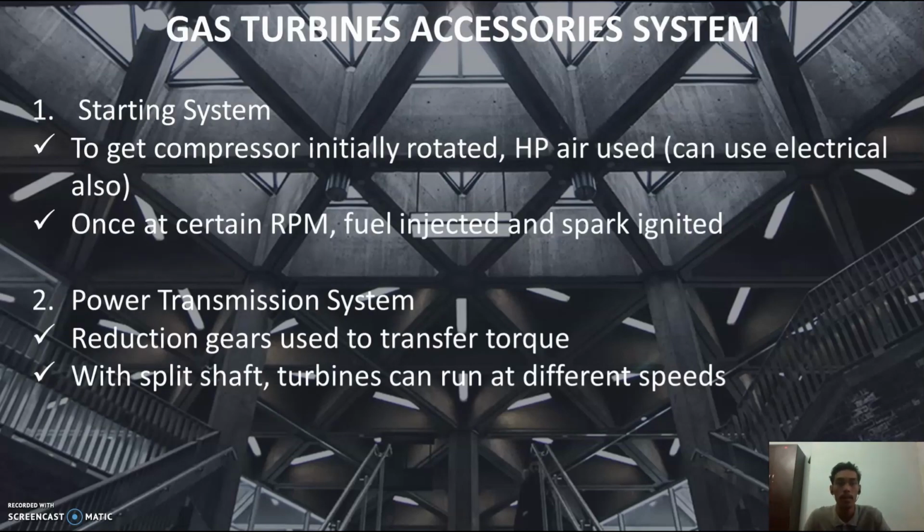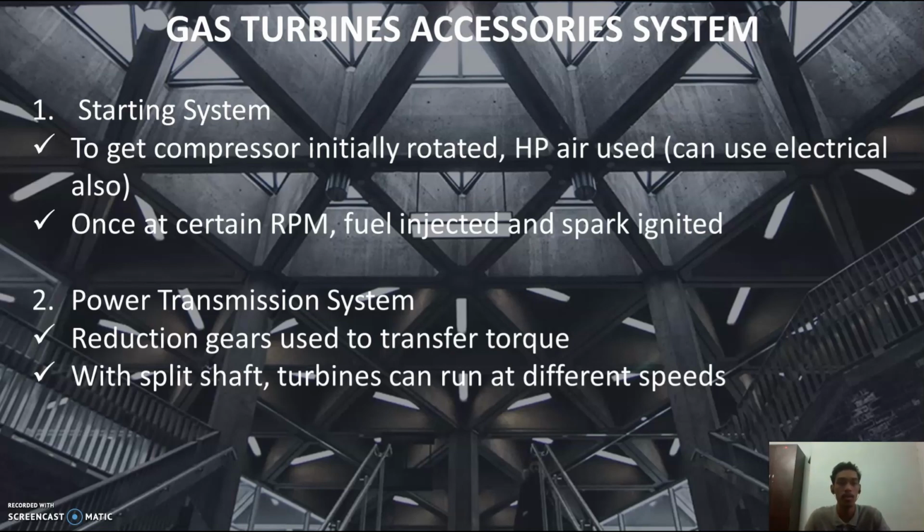Okay, next, gas turbine accessory system. There are two gas turbine accessory systems, which are starting system and power transmission system. First of all, we're going to start with the starting system. Starting system is to get the compressor initially rotating; high pressure air can be used, or electrical also. Once at a certain RPM, fuel injector and spark ignite.